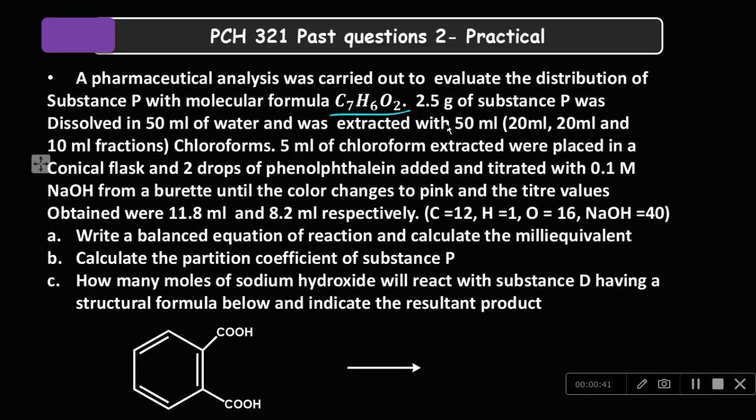It was extracted with 50 ml. That means this 2.5 gram was dissolved in 50 ml of water, and it was extracted with 50 ml. That is in batch. Yes, what is called batch extraction in liquid or solvent extraction. Now this partition coefficient is also called liquid extraction or solvent extraction.